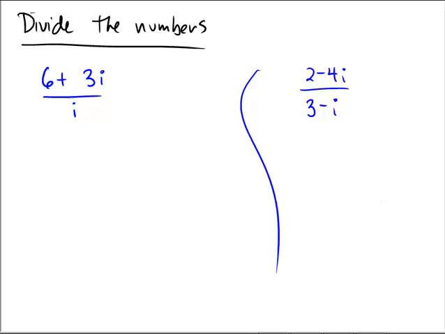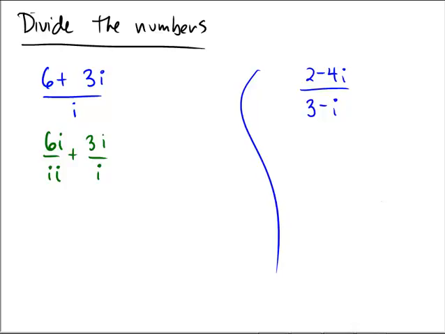Okay, for the first problem, we can just use a distributive property here to make our lives a little bit easier. So we have 6 over i plus 3i over i. 6 over i we will simplify by multiplying top and bottom by i, so that we're getting rid of the i in the denominator for that one.